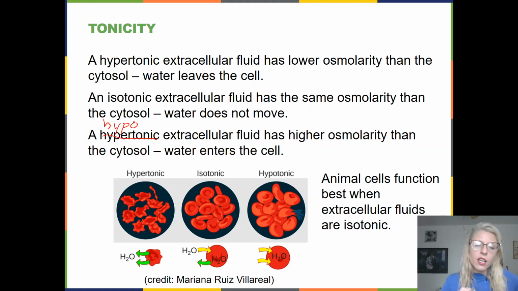Oh, hypotonic. So in a hypotonic solution, extracellular fluids have higher osmolarity than the cytosol, or than inside the cell. So water will enter the cell. So what that means, again, hypotonic, meaning that there is less water inside the cell and more water outside, so it will go into the cell.